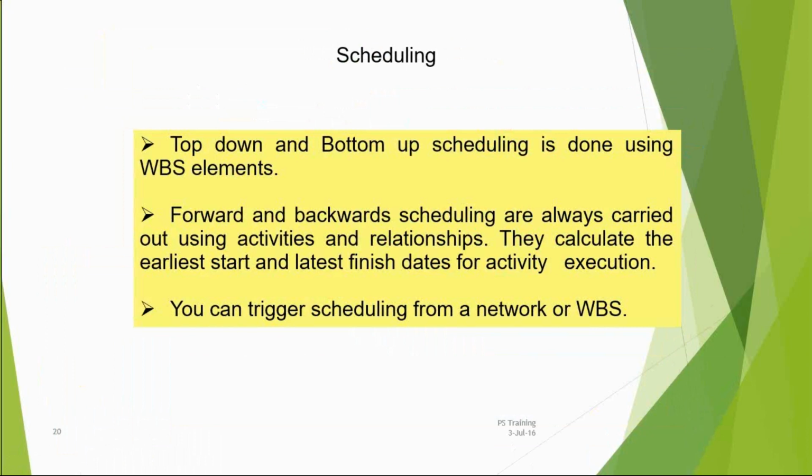That is why, whenever I use activities in my project structure, we can have beautiful reports. If I don't have activities, I am using PS as nothing but a tally. There will be no difference between the tally and PS if I am not using activities. So I can trigger scheduling from the network or from the WBS, from both.